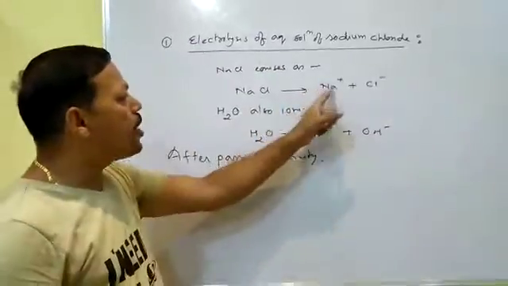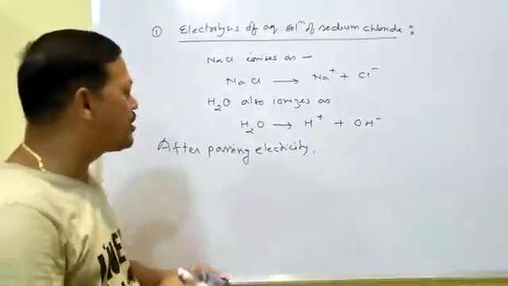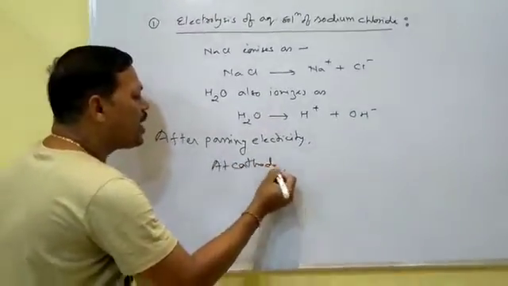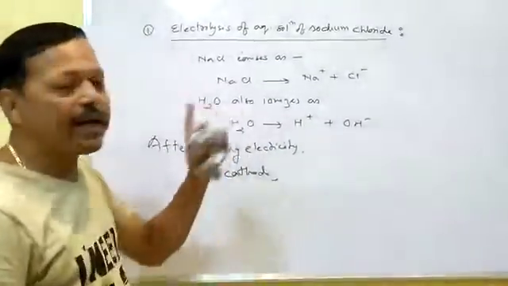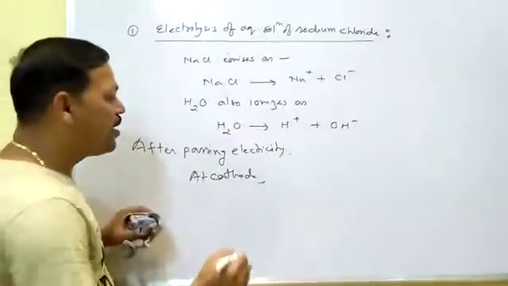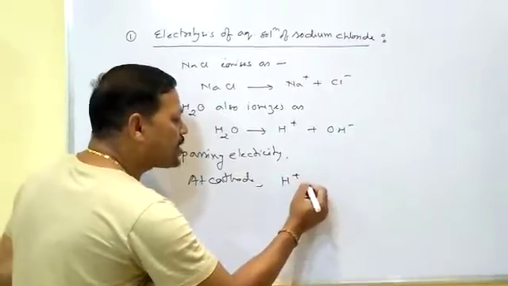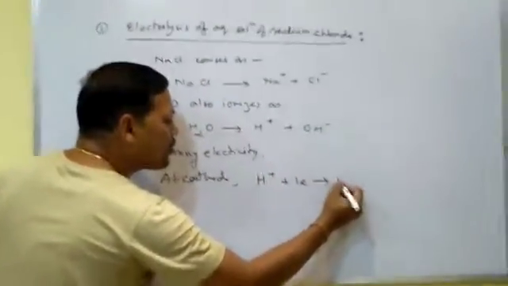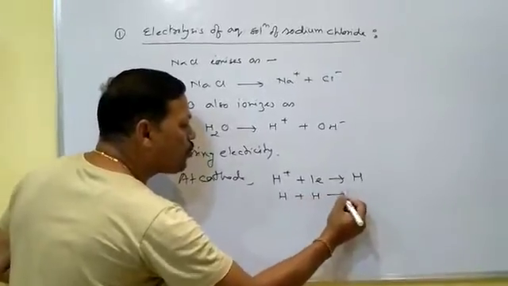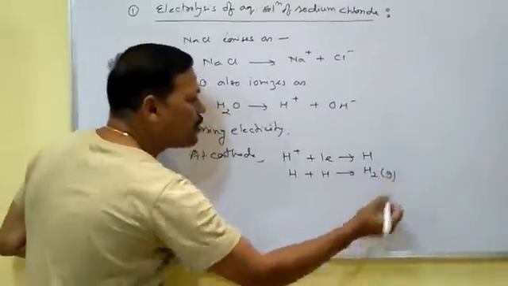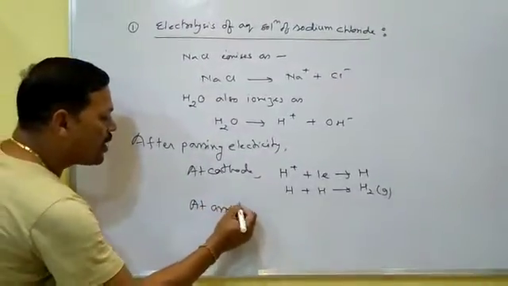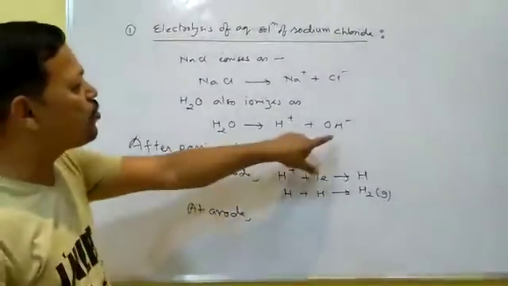So although there are two ions present, Na+ and H+, at the cathode the hydrogen ion will move, not the Na+ ion, because H+ ion has more potential than Na+ ion. That is why at the cathode, H+ ion will move, it will gain one electron to form H. Since H is unstable, two H combine to produce hydrogen molecule, hydrogen gas.